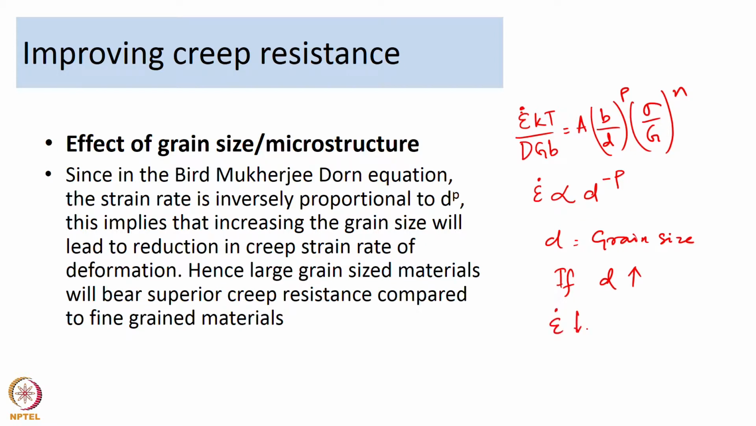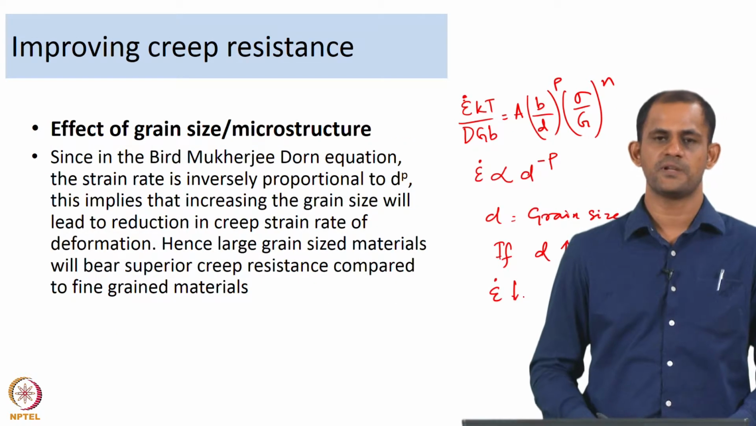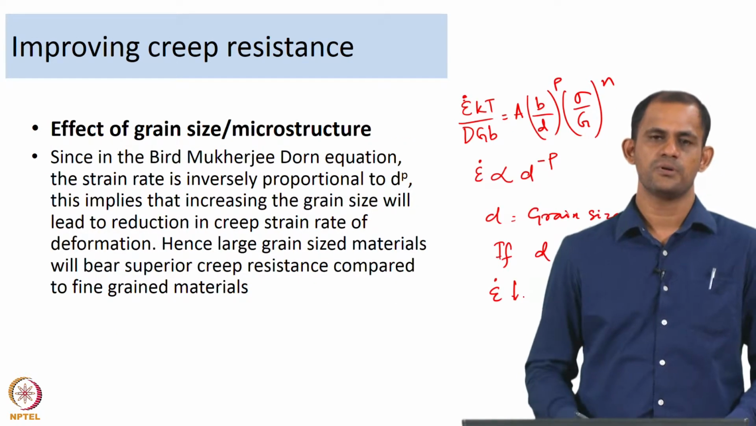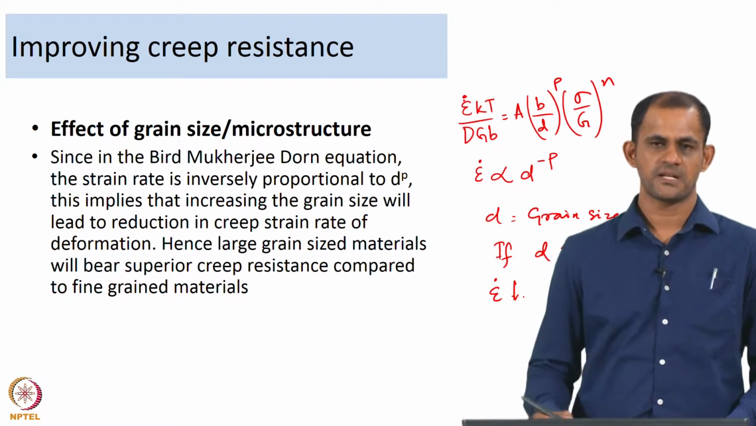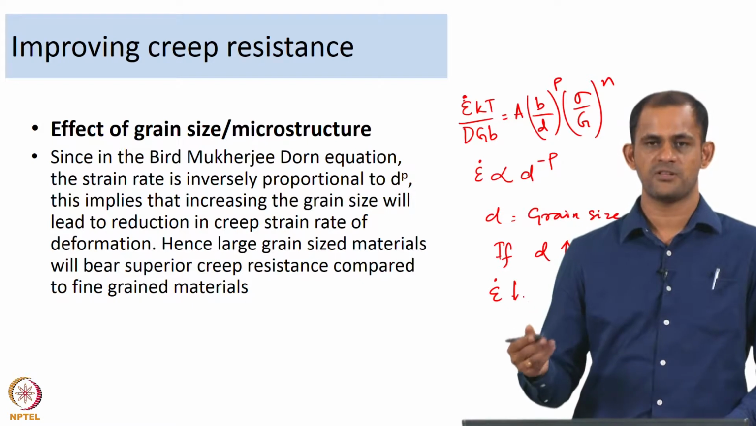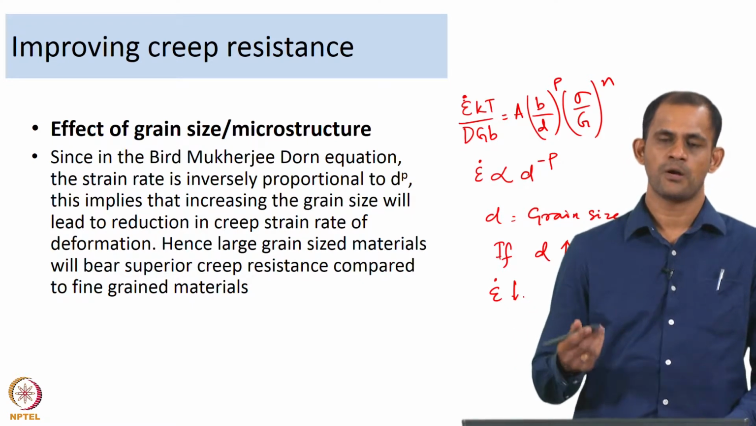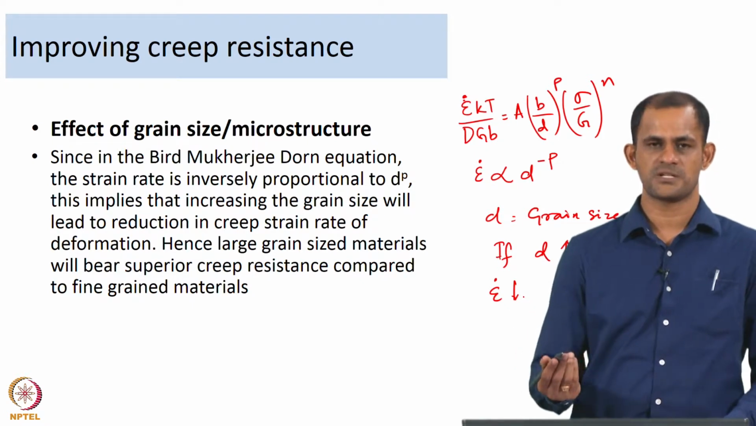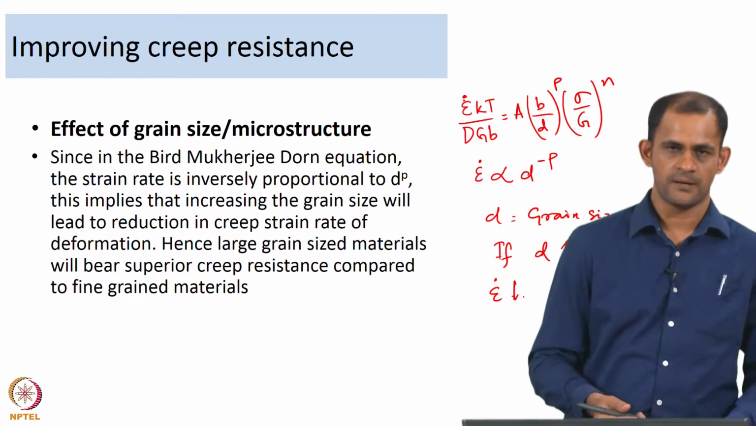So, this implies that increasing the grain size will lead to reduction in the creep strain rate of deformation, hence larger grain sized materials will bear superior creep resistance compared to fine grained materials. So, that is one of the key takeaways of this equation, that you can play with your grain size, or you can increase your grain size to improve the creep resistance of your material. So, that is one thing.